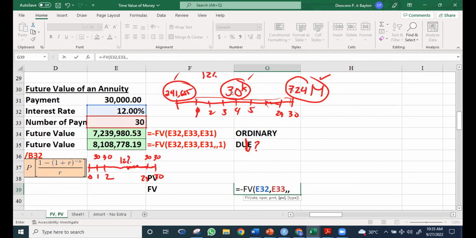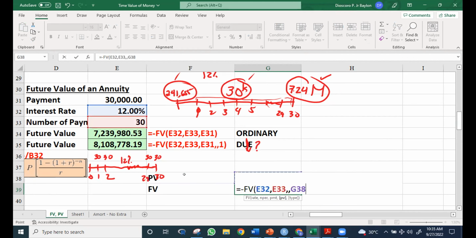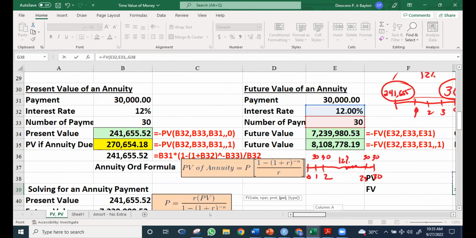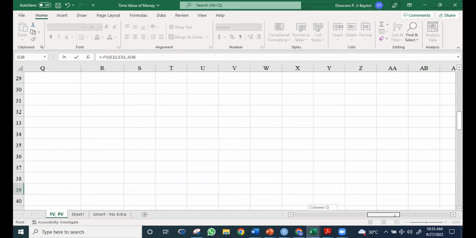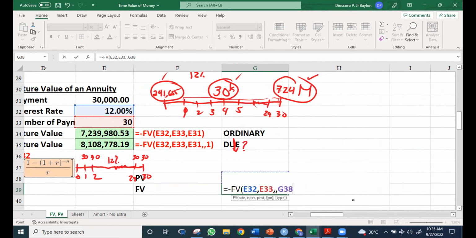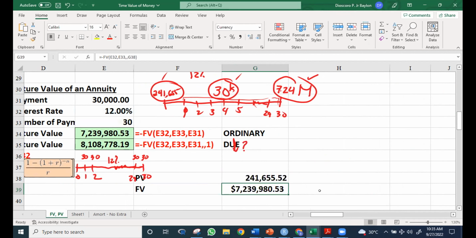We're not going to use PMT. We're going to use the present value of 241,655, which I copied. Since in this instance we're not using the PMT, not using the annuity, but using this single cash flow now to compute for the future value, the type remains irrelevant, so I'll just ignore that. All right.